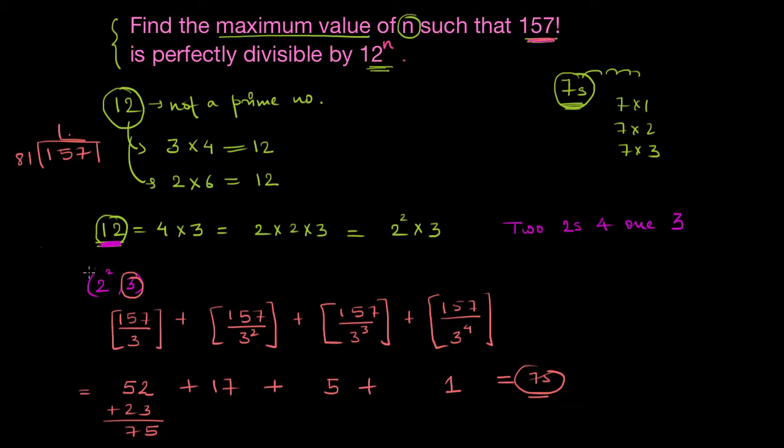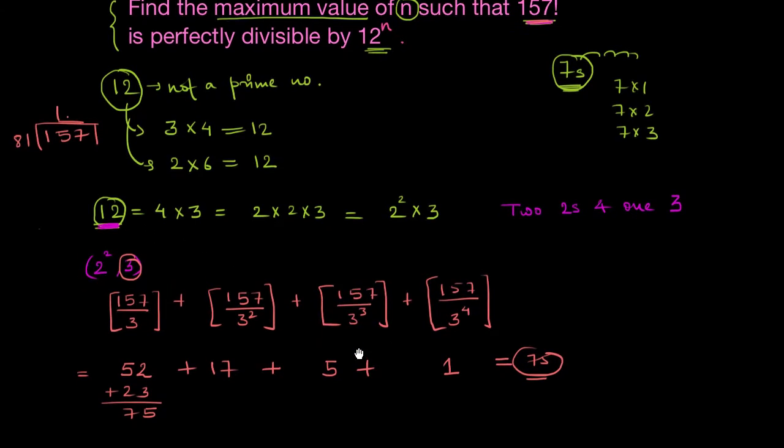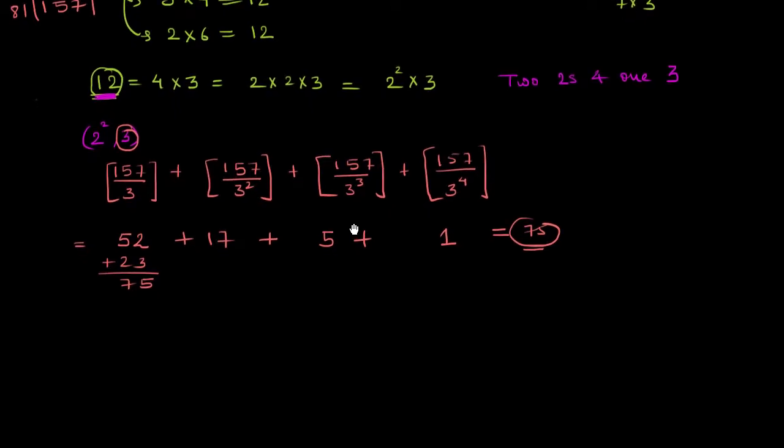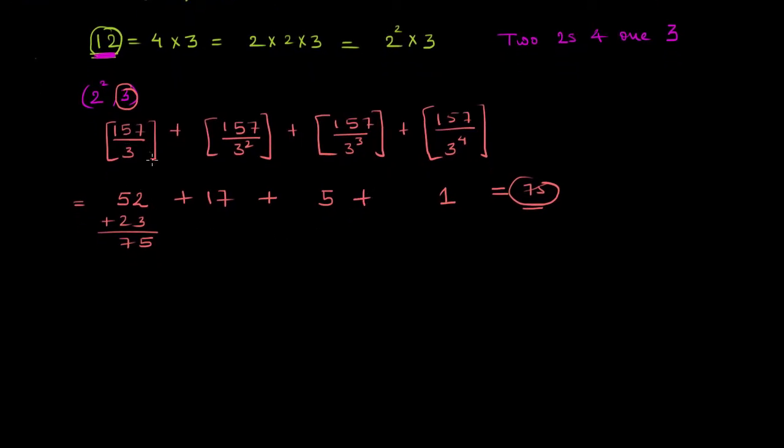Now we want the number of 2 squares. Just take care that we don't want the number of 2's, we want 2 squares. So let's do one thing: let's count the number of 2's first of all.